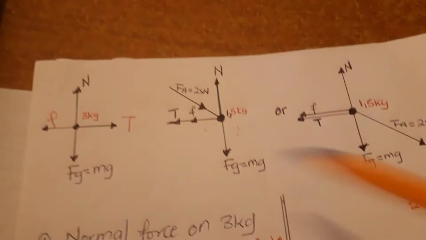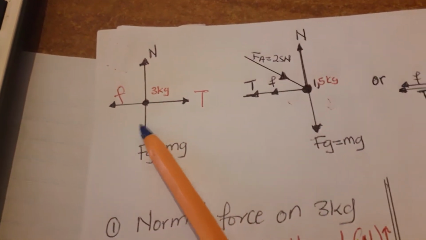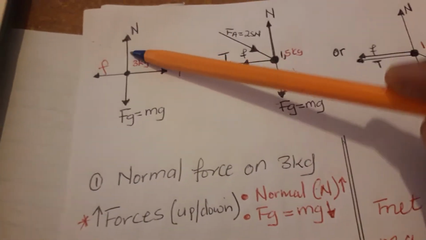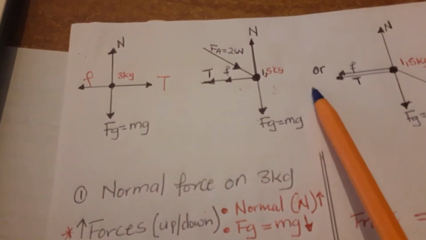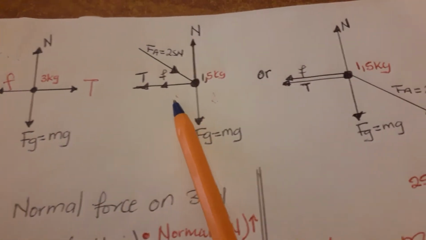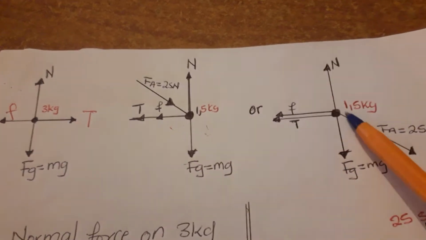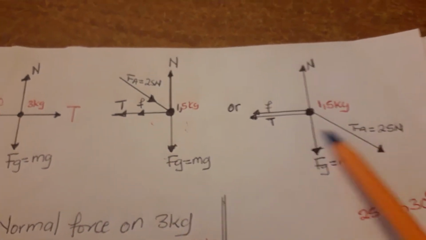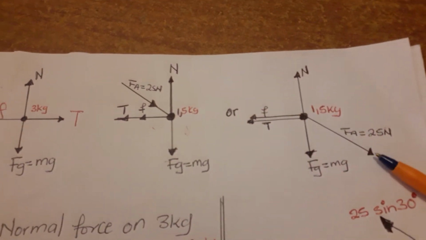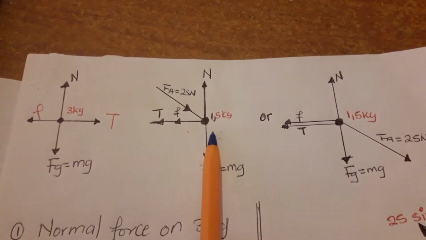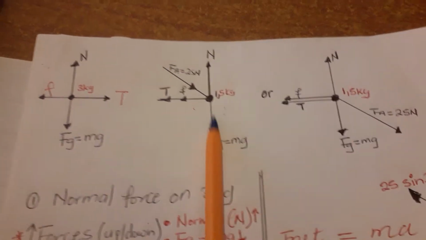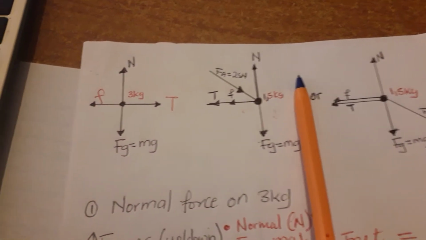Then let's look at what we expected to know. This, for 3 kg, is our free body diagram. This is the normal force. This is the frictional force. Remember, friction opposes motion. Then here is the second diagram for 1.5 kg. So this is our 25 newtons force. You can put it like this also, as long as it is in the same line and in the same direction. Your forces must have arrows. So these are our free body diagrams.